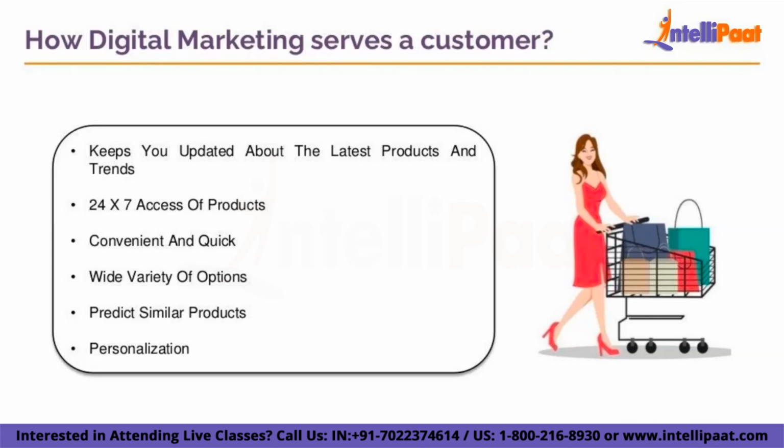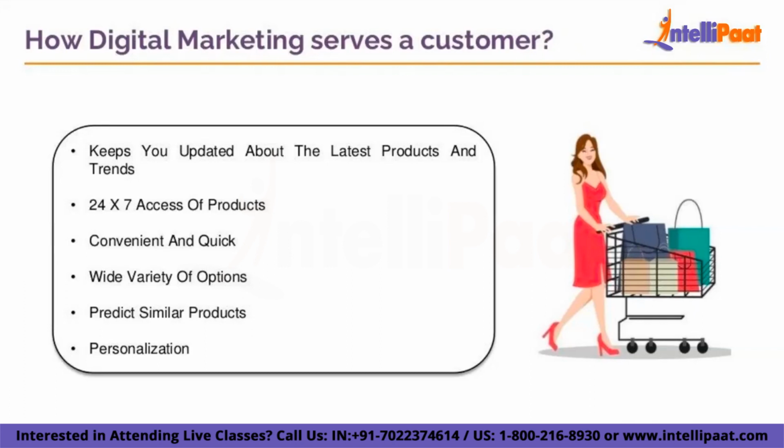Wide variety of options. I am pretty sure that people have ended up buying something that they did not really want to, because the shop they were buying it from did not have that option. They did not really have what you wanted to buy. But that is not the case in digital marketing. That is not the case when you're buying it online. If one retailer does not have it, I'm sure the next one has it. So you will never run out of options when you are talking about digital marketing.